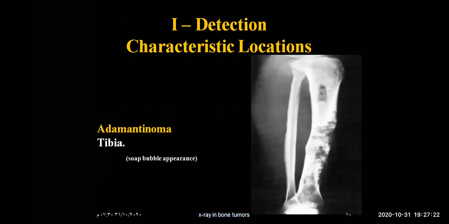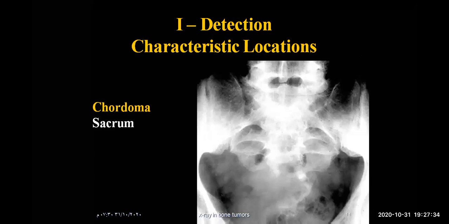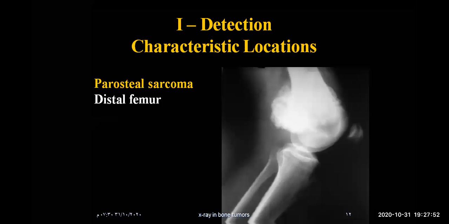Such as adamantinoma, almost exclusively found in the tibia, the anterior cortex of the tibia. Chordoma is almost in the flat bone, either the sacrum or the cervical spine. It's common in the sacrum. Then the parosteal sarcoma, which is almost exclusively in the distal femur on the posterior side. So it helps.